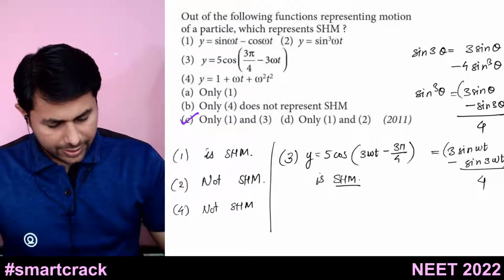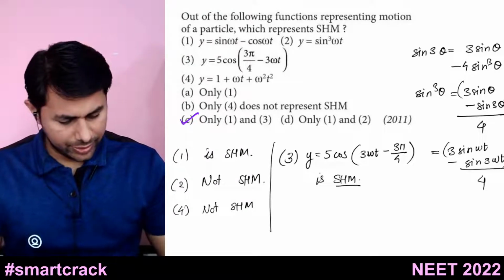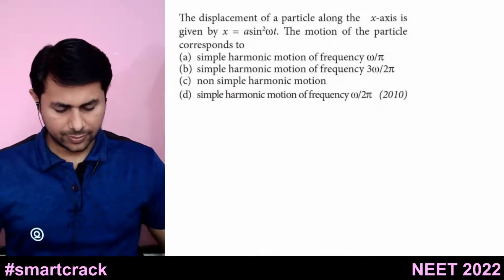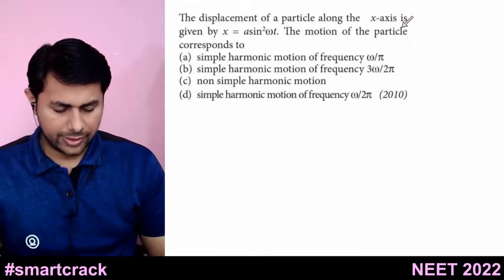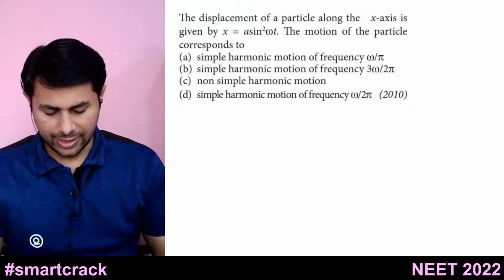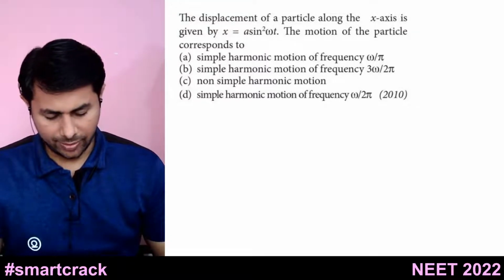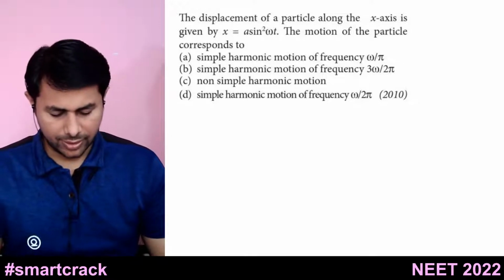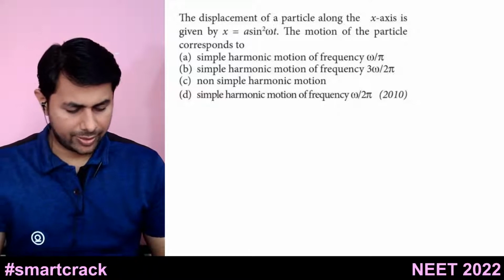All right, let's move on to the next problem. The displacement of a particle along the x-axis is given by x equals a sine square omega t. The motion of the particle corresponds to, it is sine square omega t. And here we have to be careful.